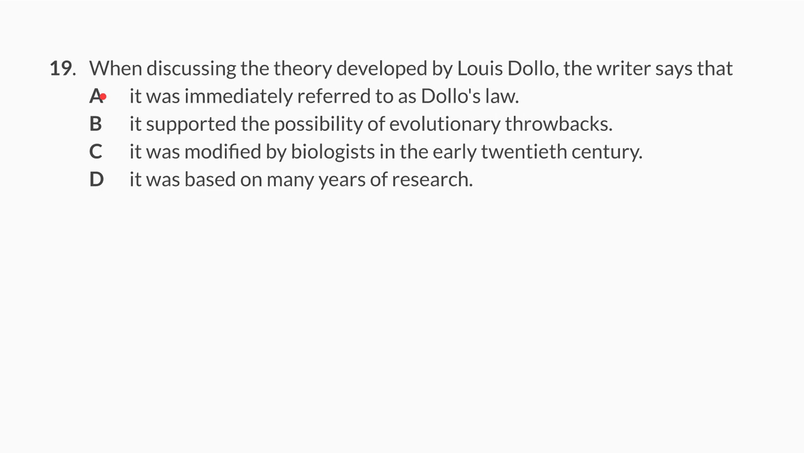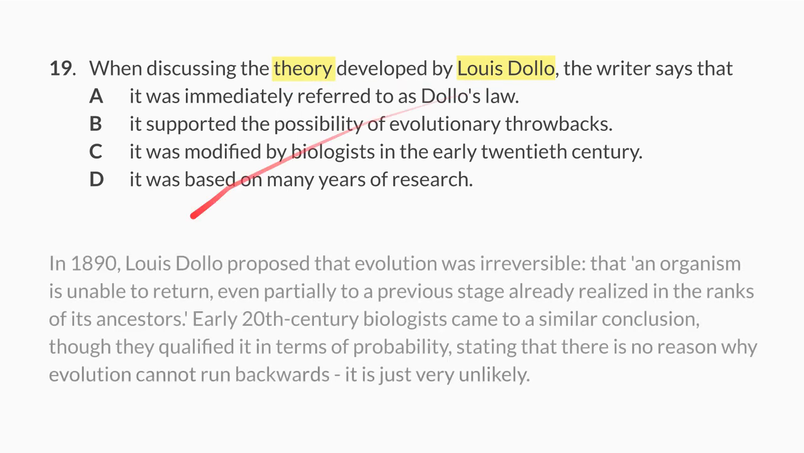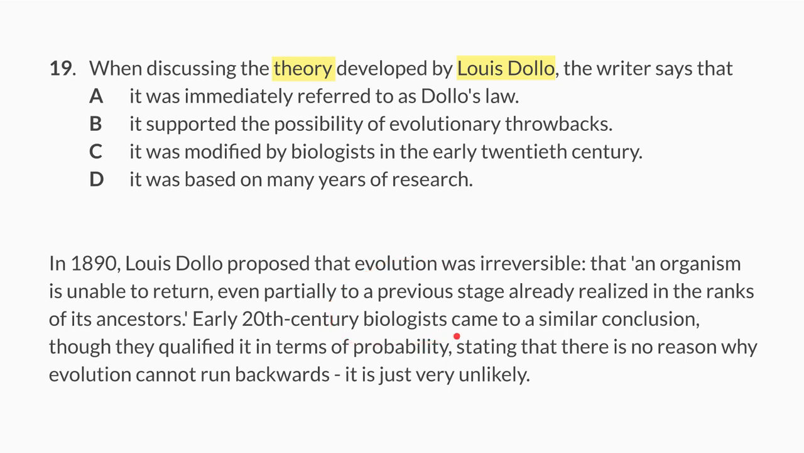So let's read this question. The question says, when discussing the theory developed by Louis Dollo, the writer says that... Okay, so we're trying to find out something that the writer says about the theory developed by Louis Dollo. At this point we look for the keywords that we marked before in the question. Now we're going to go to our reading passage and start scanning it for this keyword. That's quite easy to find. We've already found it right here, at the start of this paragraph. There's our keyword, Louis Dollo.